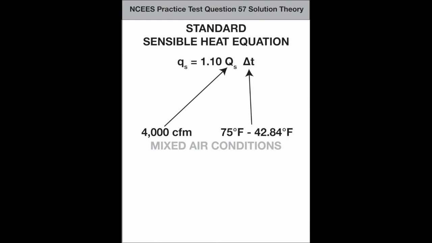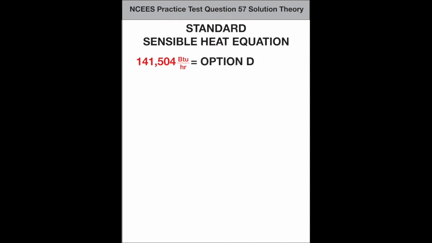1.10 times 4,000 CFM times 75 degrees minus 42.84 degrees equals 141,504 BTU per hour. The nearest option in the multiple choice is D, which is the correct answer.